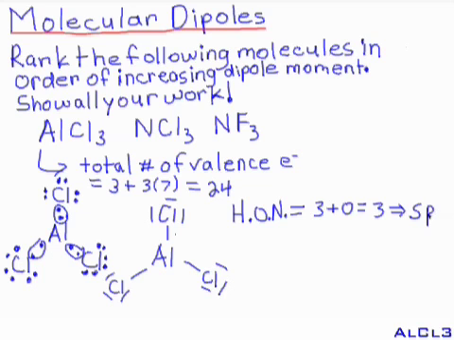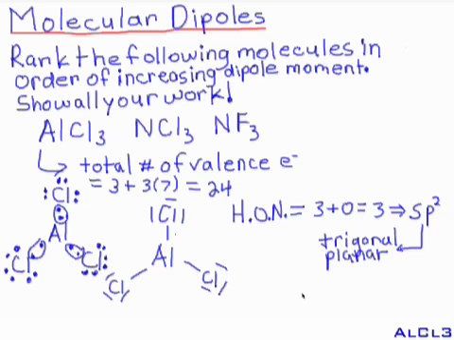Now, what is the shape of sp squared? Well, the shape of sp squared is trigonal planar. Now, I have drawn the aluminum in a trigonal planar shape. It's sp squared. There are no lone pairs. I am ready to draw the dipole.